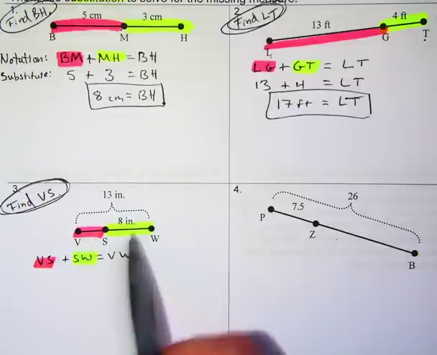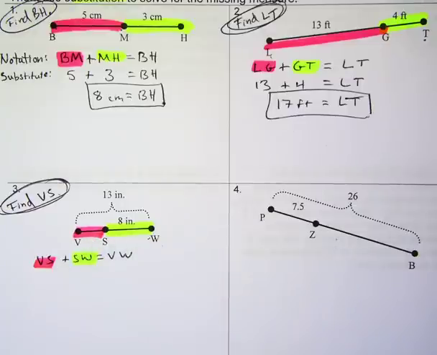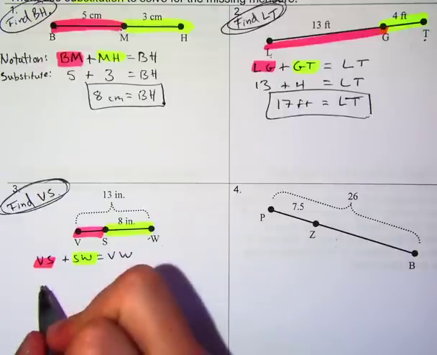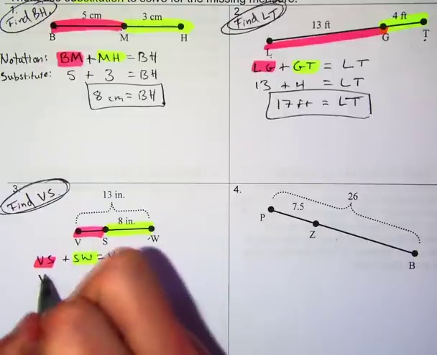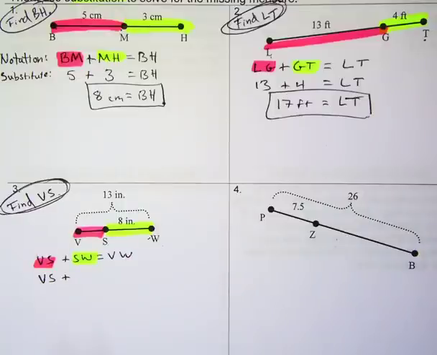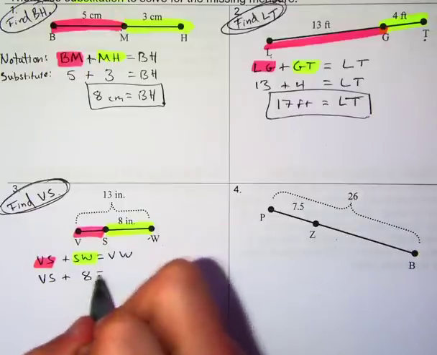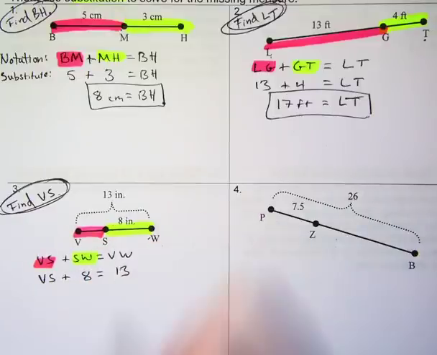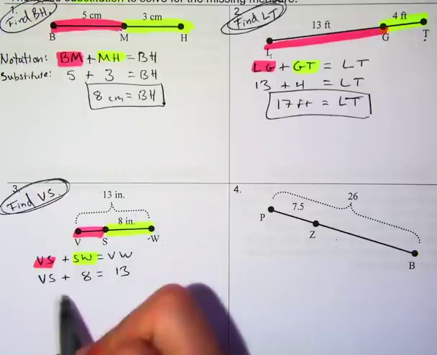The pink segment plus the yellow is equal to the full segment. Segment addition postulate. Now let's substitute. I don't know what the distance from V to S is, so I'm going to leave it like that. This distance I know is 8, and the entire distance I know is 13. Once I get this relationship set up, now it's just algebra.